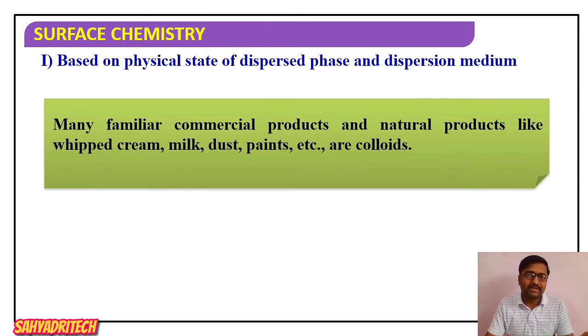When you consider blood also, blood is also a kind of colloidal system. So overall what we can say is that we are made up of colloids, and we are surrounded by colloidal particles.